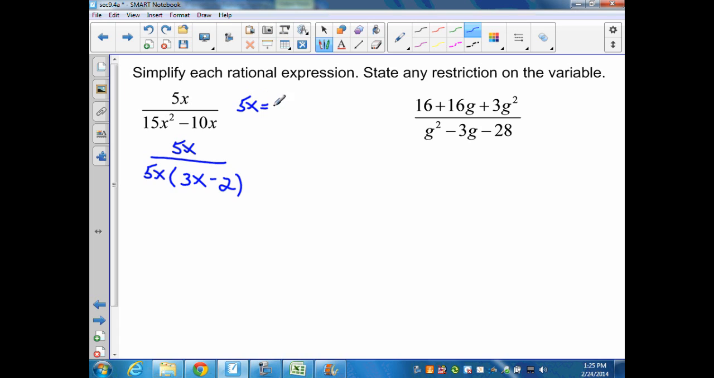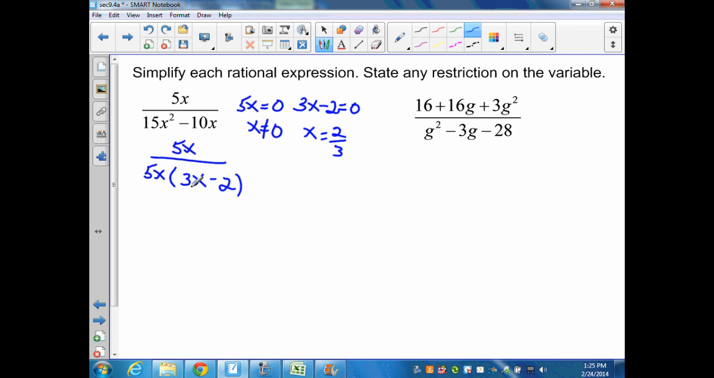5x equals 0, or x equals 0 when I solve for that. Therefore, x is not allowed to be 0. If it is, 0 times 5 is 0. 0 times the quantity gives me 0 on the denominator, which would make the function undefined. Next, 3x minus 2 equals 0. And when I solve, that's going to give me x equal to 2/3.